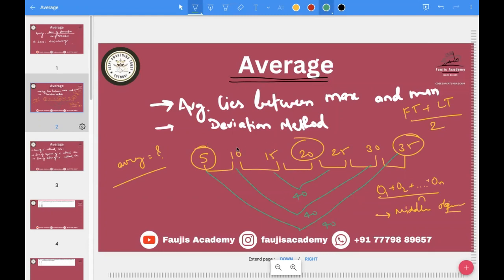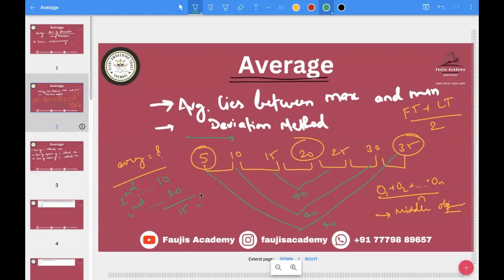So if in any data, let's say they tell you it's continuous data, and they just give you that the second term from the starting is 10 and the second term from the end is 20. So what is your average? 15, sir. 20 plus 10 by 2, 15.